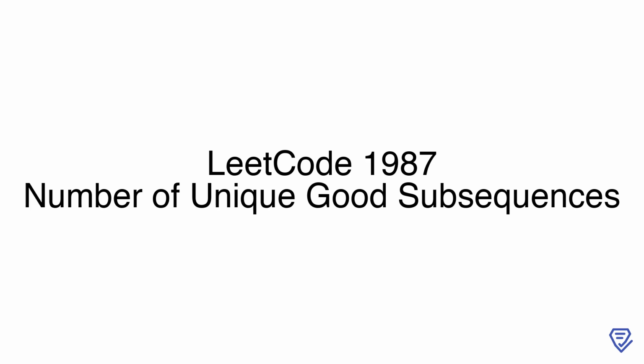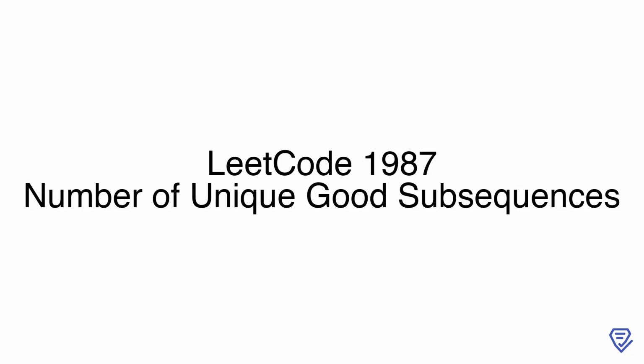Welcome! In this session, we will dive into LeetCode problem number 1987, titled Number of Unique Good Subsequences. This is an exciting and challenging problem that involves counting unique good subsequences in a binary string. We'll explore different approaches to solve it, discuss its complexity, and highlight key concepts along the way.